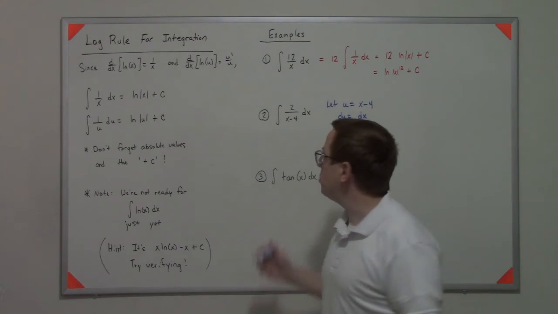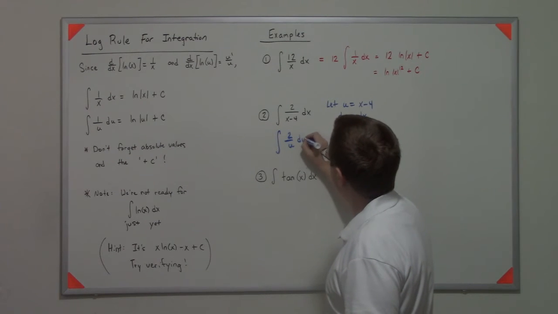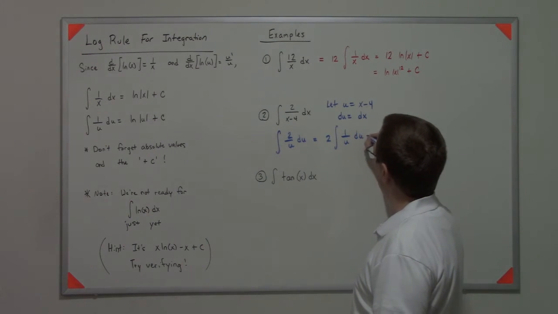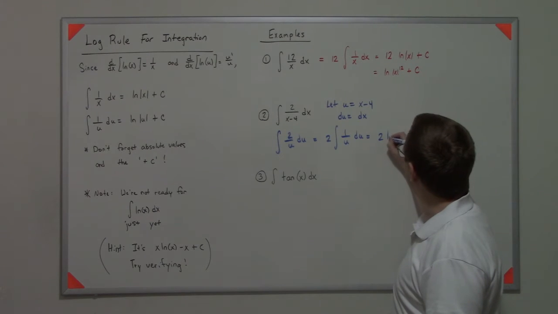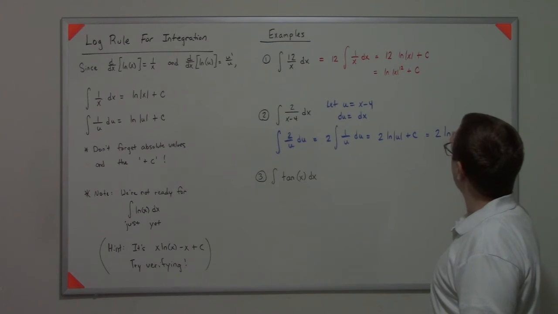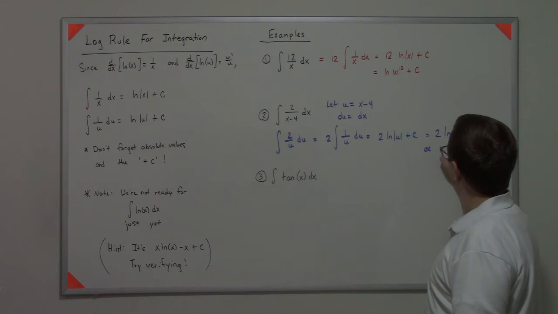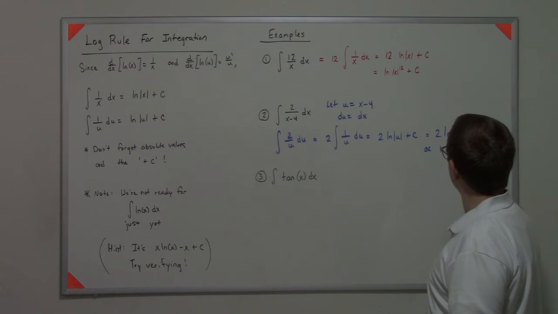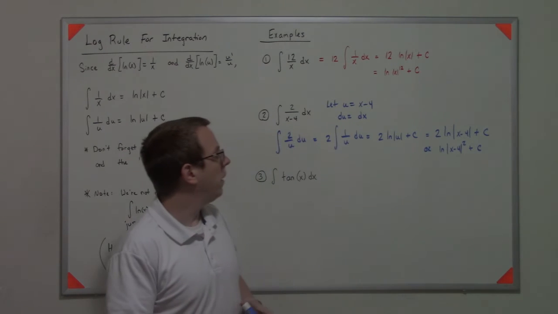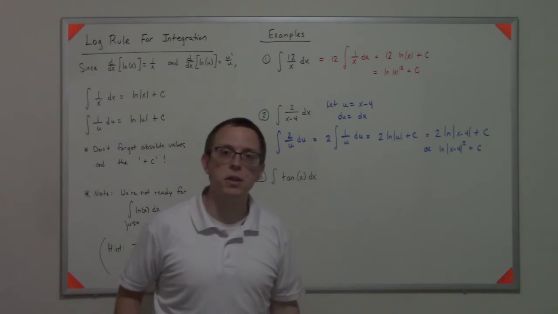Then we can use that substitution to say, okay, this is 2 over u du, which is 2 times 1 over u du, which is 2 natural log of u plus c, which is 2 natural log of absolute value of x minus 4 plus c, or natural log of x minus 4 squared plus c. So either one of those is fine. Don't forget to go back to x. Once you've got to u, don't forget to go back to your original x.